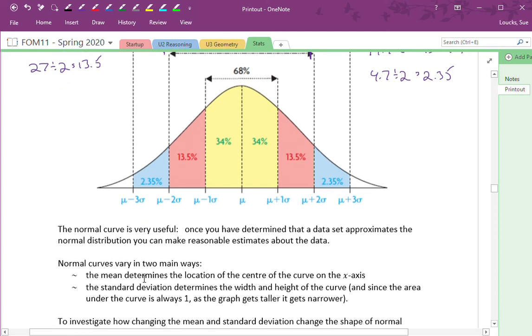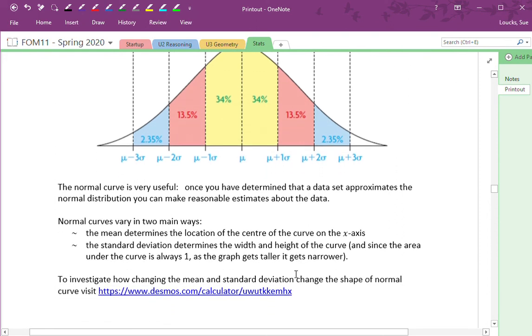The normal curves can vary in two main ways. One is that the mean determines the location of the center of the curve on the x-axis, and the standard deviation determines the width and the height of the curve. Because the area of the curve is always 1, as the graph gets taller, it gets narrower. You can go to this website and play around with that a little bit. I'm actually going to do that right now. I'll have to stop the video though and do it on a different video.